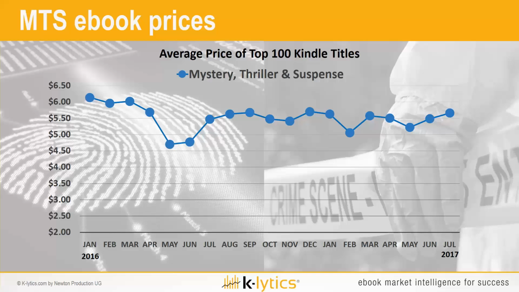And the other factor in favor of this genre is that the ebook prices in mystery, thriller, suspense have been very high and stable, or high in relative terms. You see here, compared to romance, this is an average of around $5.50, and it's been very stable.